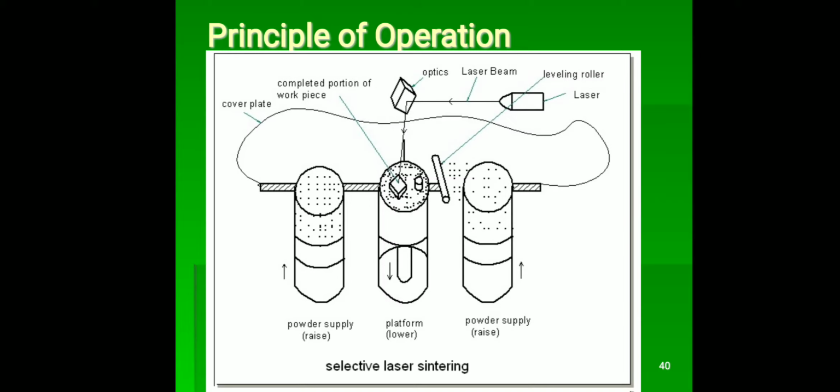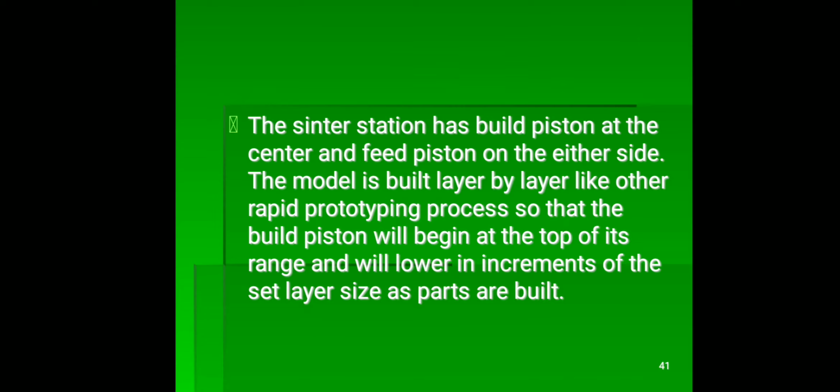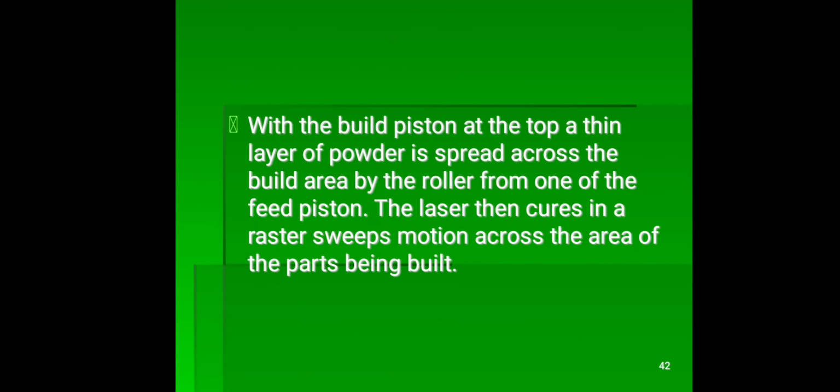So the first two components, like designing and converting this CAD file into STL, are similar in all kinds. The only difference is in how we process the manufacturing or fabrication of this component. The station has a build piston at the center and feed pistons on either side. The model is built layer by layer like other rapid prototyping processes, so the build piston will begin at the top of its range and will lower in increments of the set layer size as parts are built. So as I explained with the help of this diagram.